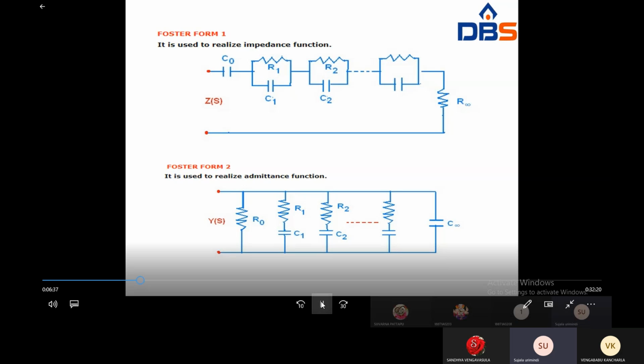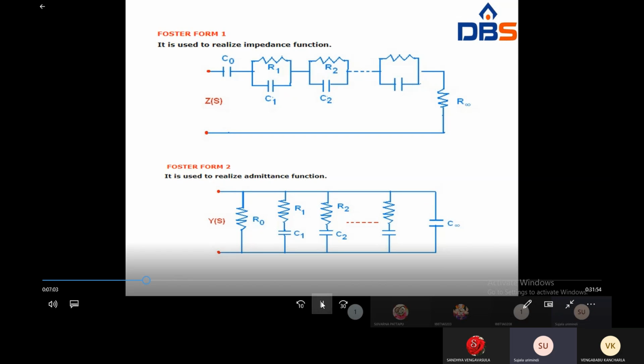Foster form 1 is also called Foster series form. Foster form 2 is also called Foster parallel form. Because in the Foster 1 form, whatever elements you have to find out will be connected in the form of series impedance.